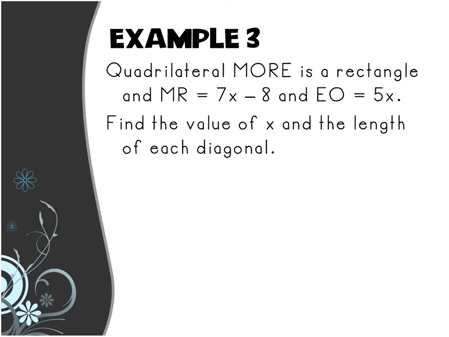Yep. All right, last one says quadrilateral MORE is a rectangle. MR is 7x minus 8. EO is 5x. Find the length of x and the length of each diagonal. So I am going to start by drawing this out because I'm a visual person. I like to see the shape. Okay, so if this is my rectangle MORE, what do we know about rectangles? That it has 4 right angles.